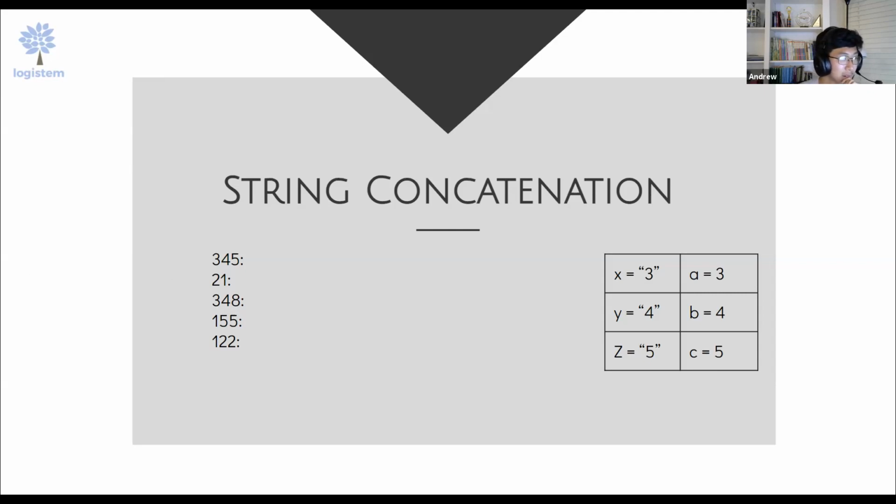For 348, I see print X plus Y, 3, 4, and then string of C plus A. That's 8, that's correct. 155 is print string of B minus A, and then plus Z plus C, that's 155, it's correct. And for 122, someone said print string of B minus A, so that's 1, and then 22 from string of C minus A plus string of C minus A. That's correct.